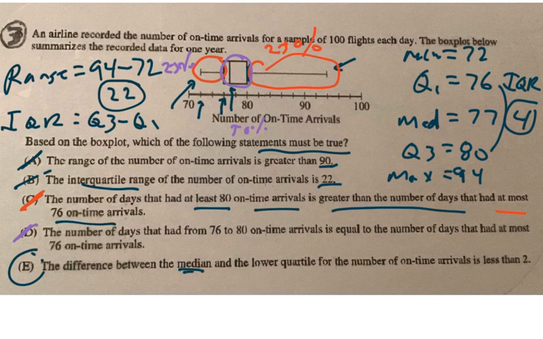The difference between the median and lower quartile, that would be right here. The difference is about 1, which is less than 2. Yes. So without a doubt, guys, there's a few tricky answers there, but E is definitely the correct answer.